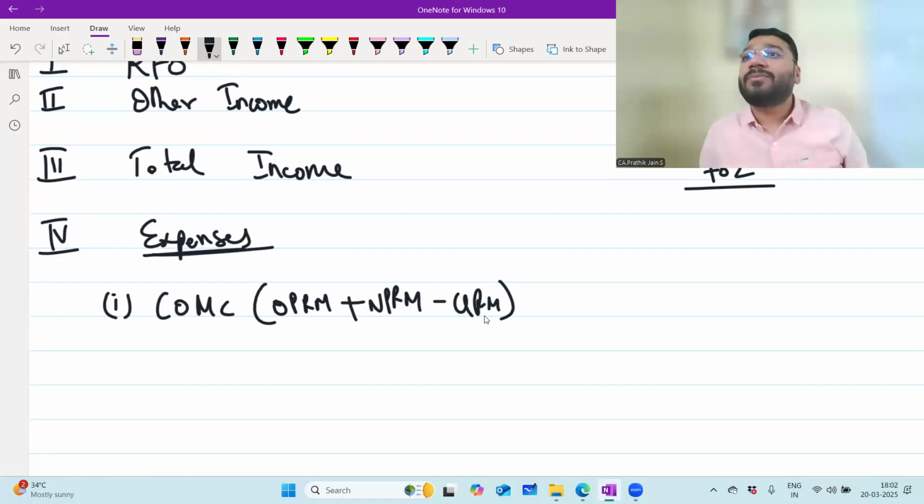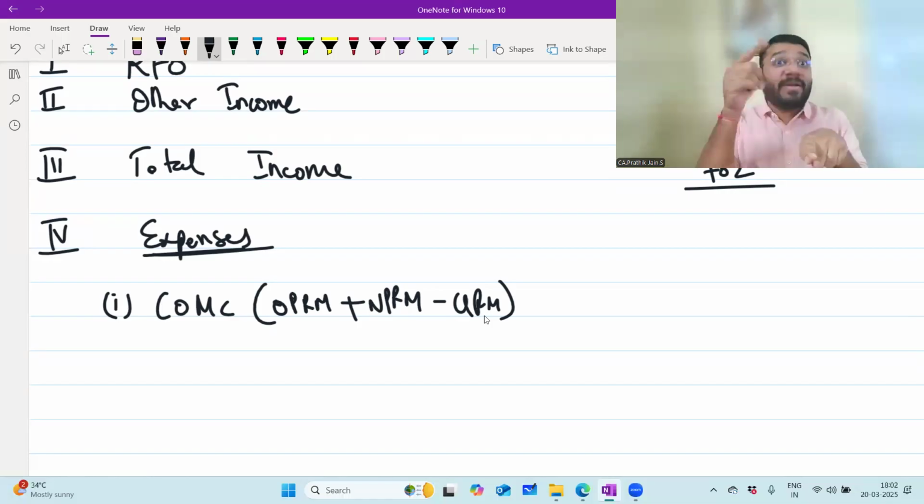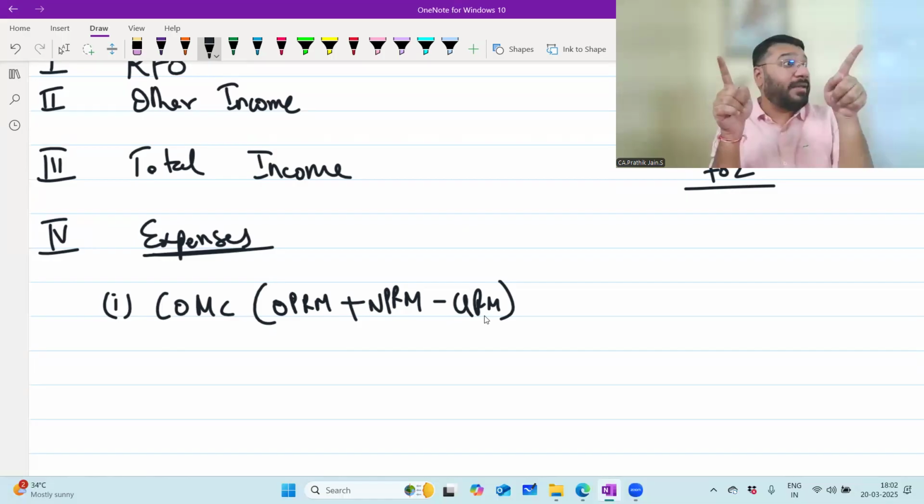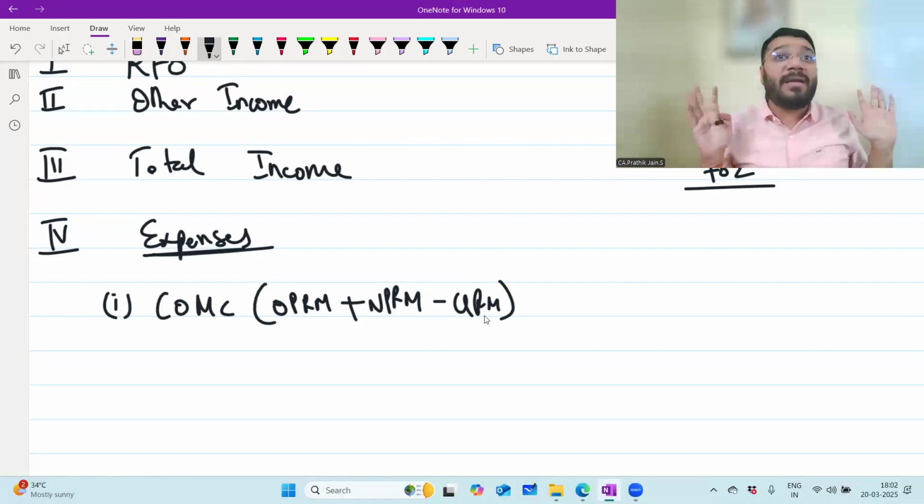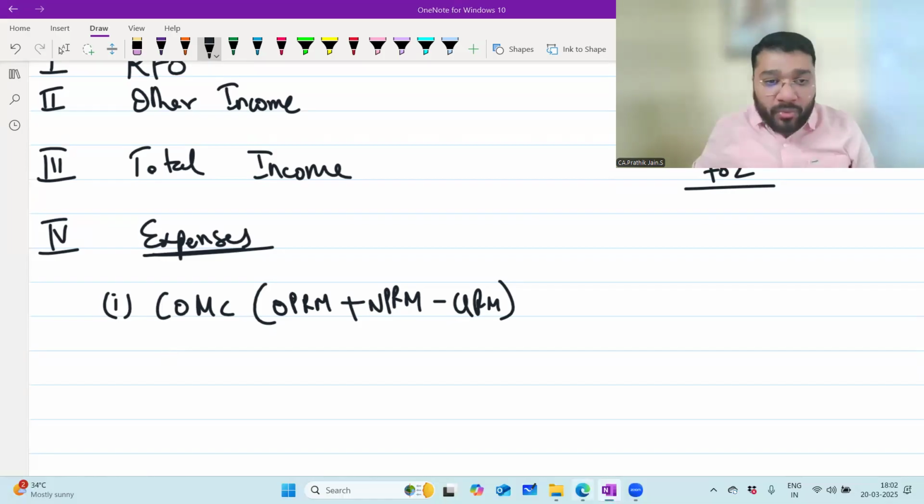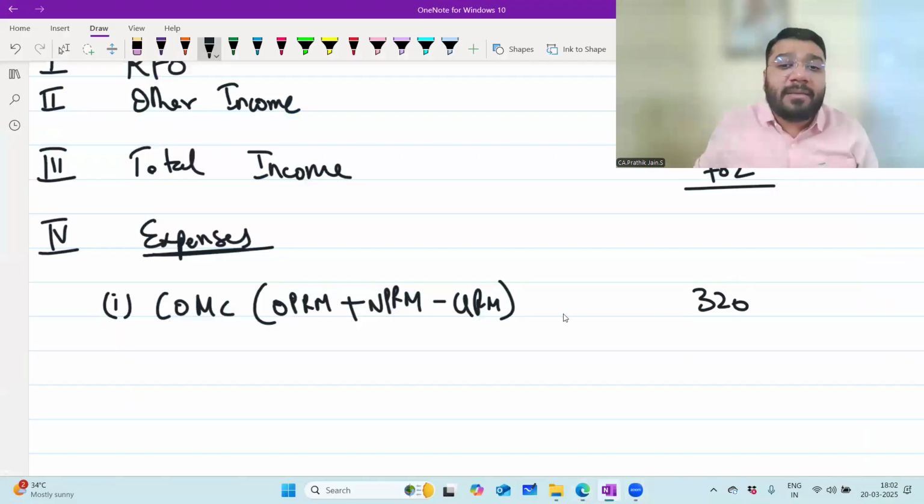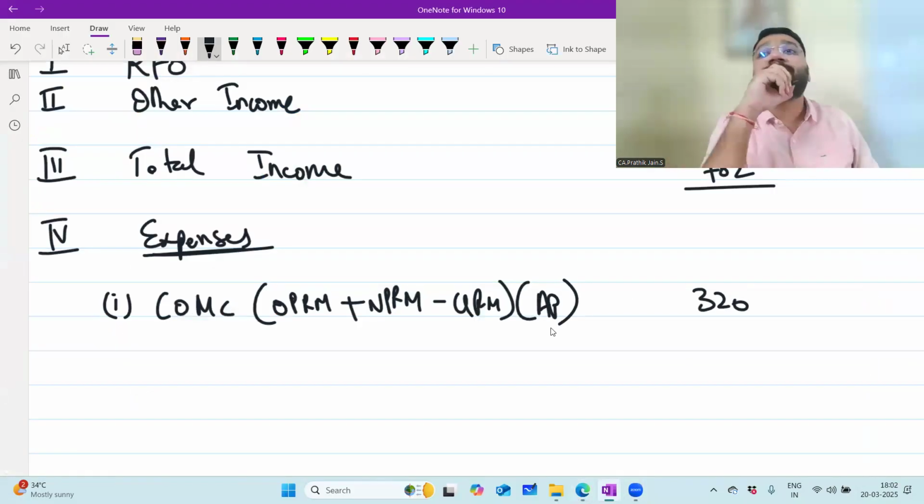Record it under cost of material consumed, because you said this is raw material. That's what we concluded. Is it stock in trade or raw material? The moment it is raw material, I will record this amount directly as cost of material consumed. Am I clear? So now this 320 as it is, I'll record here as cost of material consumed. In the bracket, you can write adjusted purchase.